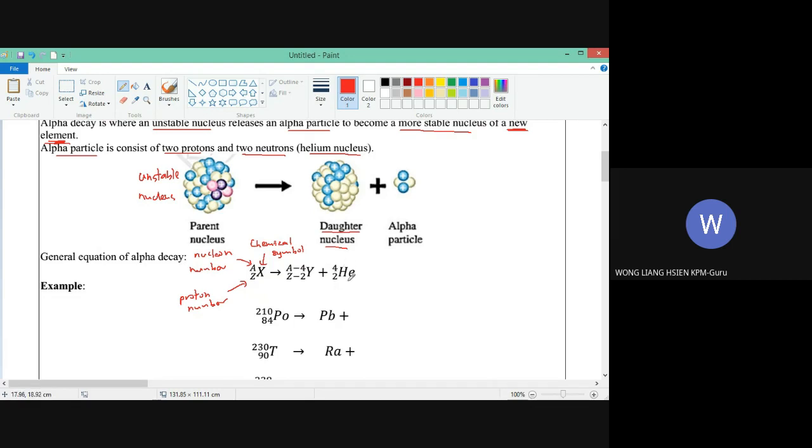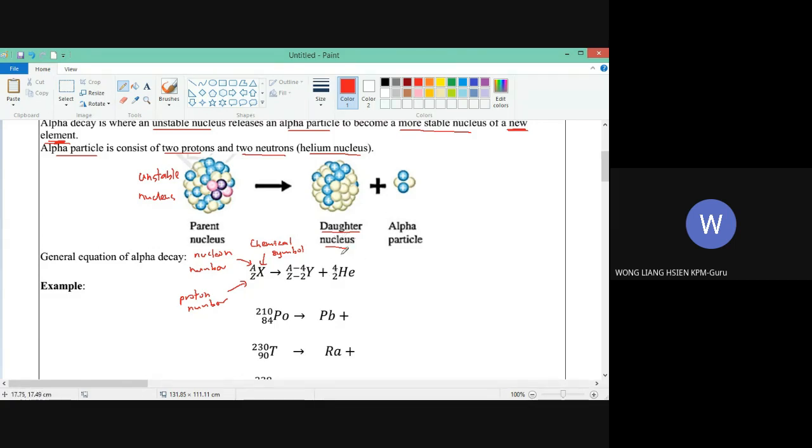The symbol we use to represent the alpha particle is the symbol for helium. The reason is that the components of the alpha particle are the same as the nucleus of helium. Remember, this is the helium nucleus. If you say that it emits helium atoms, then it's wrong, because it's just the nucleus, not the whole atom.